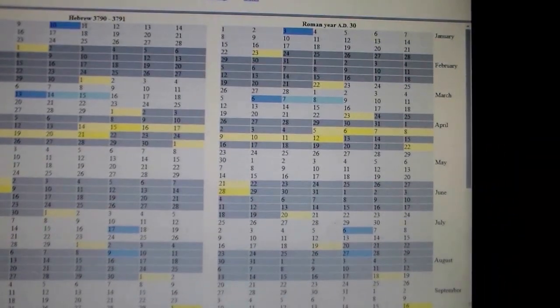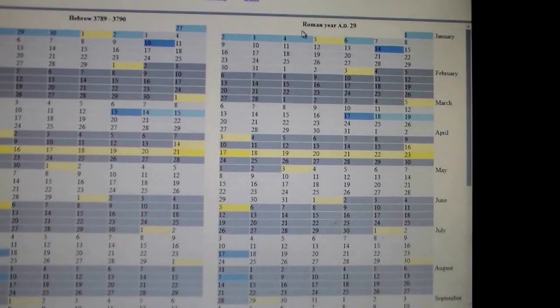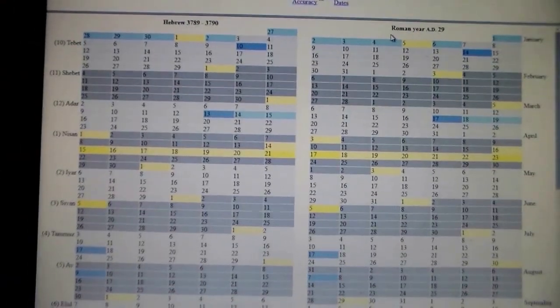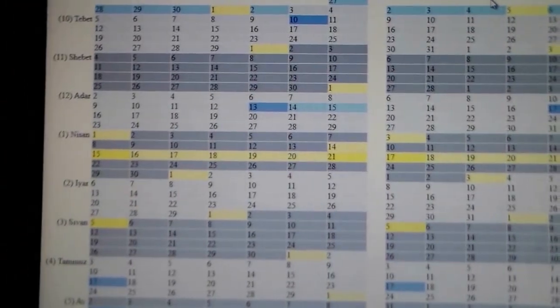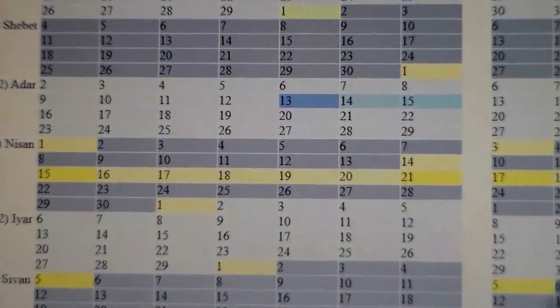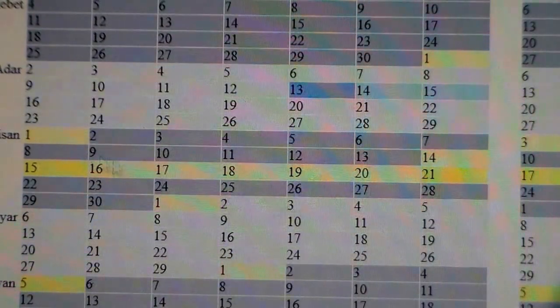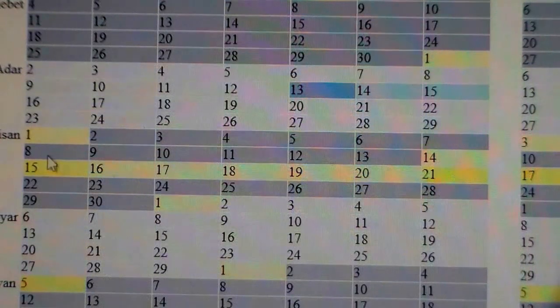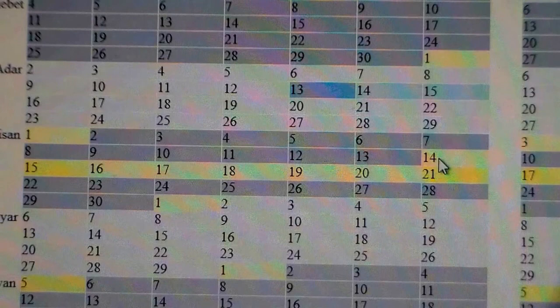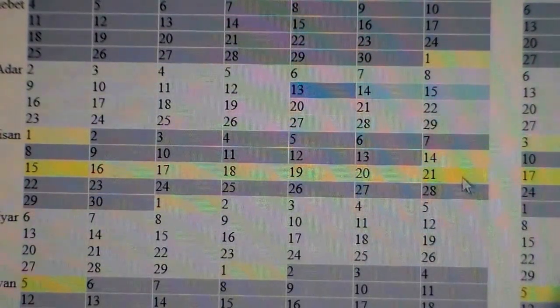Well, let's start with 29 AD. Let's go to previous year. Let's go to 29 AD. Okay, what day did Passover fall in? Remember, Passover is the 14th day of Nisan. Well, if you see there, Passover fell in year 29 AD on a Saturday. Let's see. Sunday, Monday, Tuesday, Wednesday, Thursday, Friday, Saturday. So Passover, the preparation day, the 14th day of Nisan, fell on a Saturday. So that's not possible. It couldn't have been 29 AD.